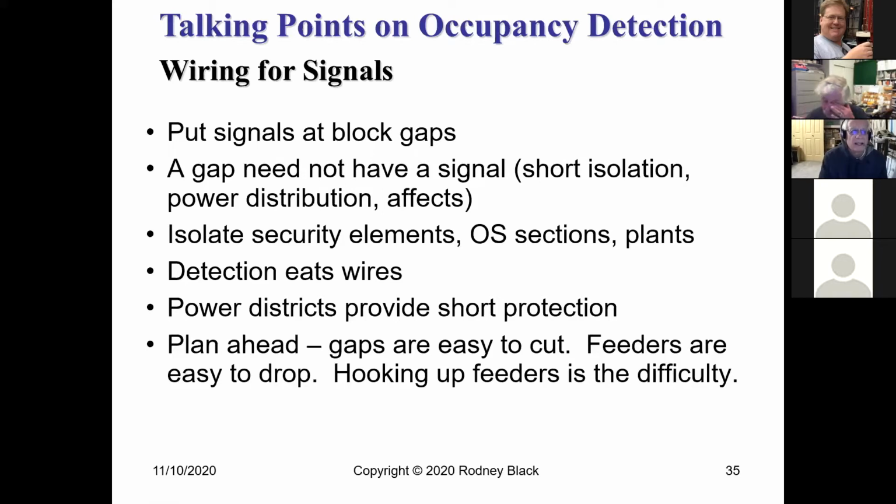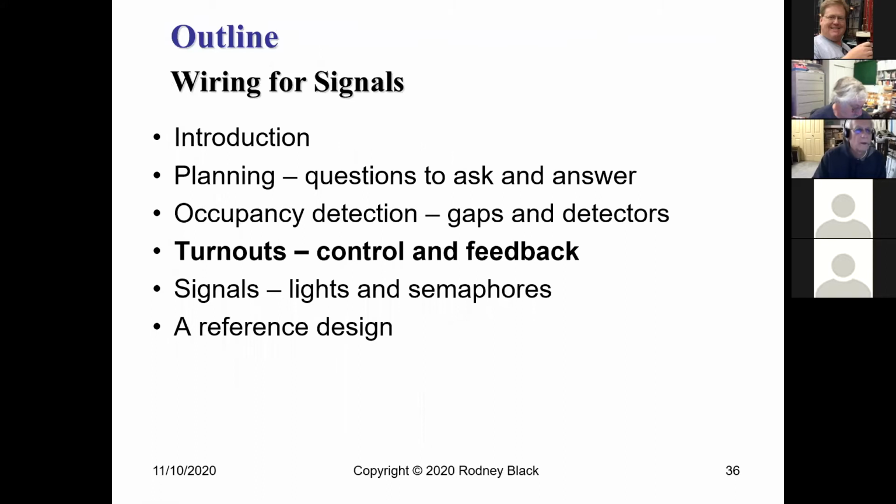Experience tends to indicate the gaps are easy to cut in your track. If you have to come back and put in another block, you can use snips of some type, or a Dremel tool. Feeders are easy to drop. The hard part tends to be hooking up the feeders because you're under the layout, dropping wire and working on your back, with hot solder falling on you, stuff like that. So that's all I'm going to say about occupancy detection.